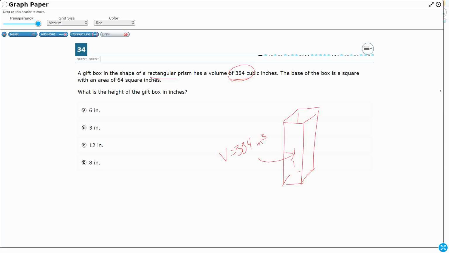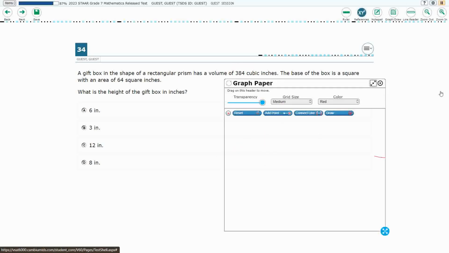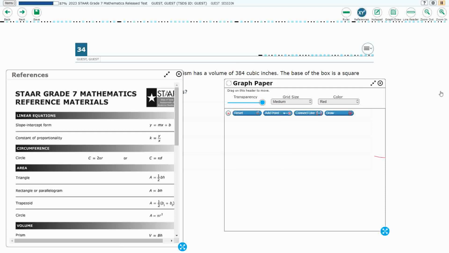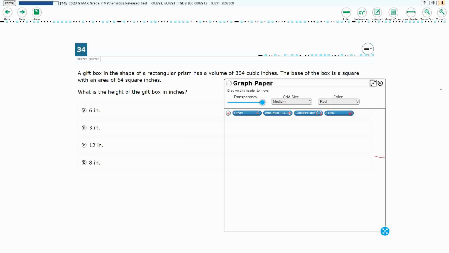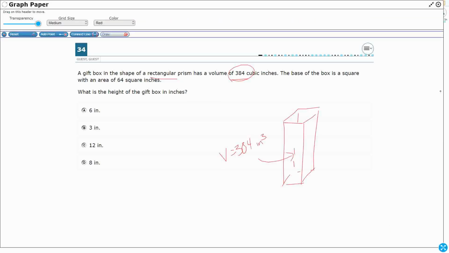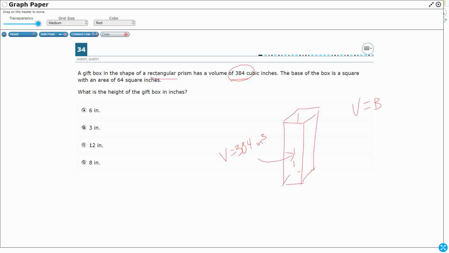And then the base. So what does that mean, the base? Well, let's go back to our reference materials. You are going to see that when we're looking at the volume of a prism, the very bottom line there, V equals BH. Volume equals base times height. Typically, they just give us the dimensions of the base, and we have to find that calculation on our own, because the area of the base is what we're looking for. But they already give it to us, 64 square inches. So we're just looking for the height.